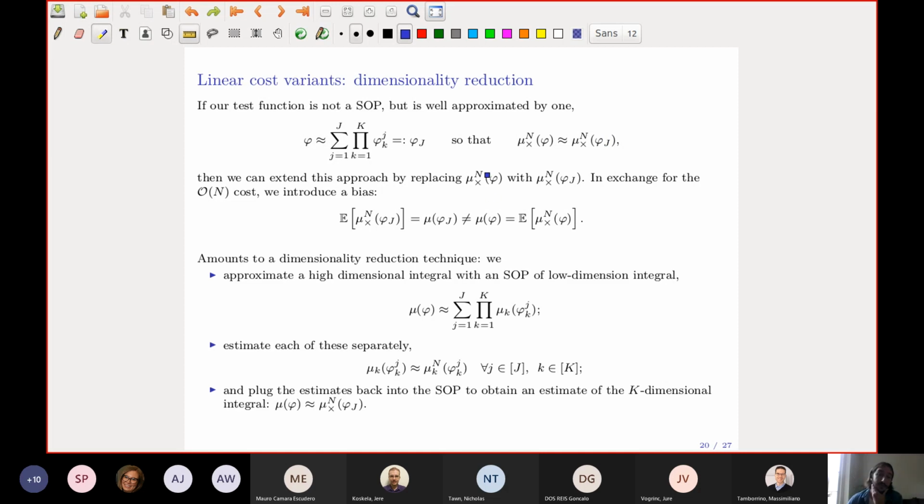And honestly, this is all a little bit trivial. It amounts to just dimensionality reduction. What we're doing is we're taking a high dimensional integral, mu phi, and we're approximating with the sum of products of low dimensional integrals. We estimate each of these separately, and we combine the estimates back in the same expression to get an estimate for the original average.